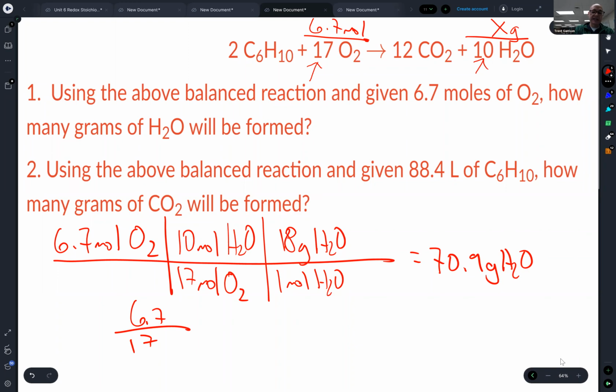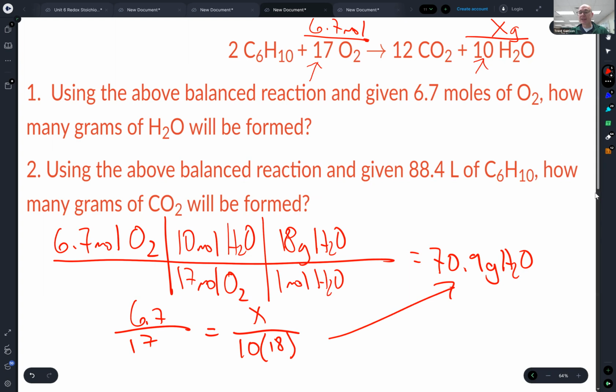Now, if I were just to try and solve this as a ratio, I would have 6.7 over 17 times 1, because there is no weight for the O2. So there actually isn't even a 1 there. It's just not there. That is equal to X over 10 times the weight of the water, because we are converting it into grams. All right, crisscross applesauce, and you end up with 70.9 again.